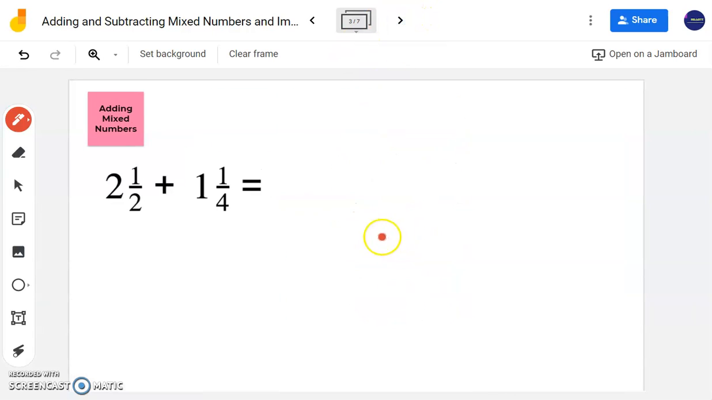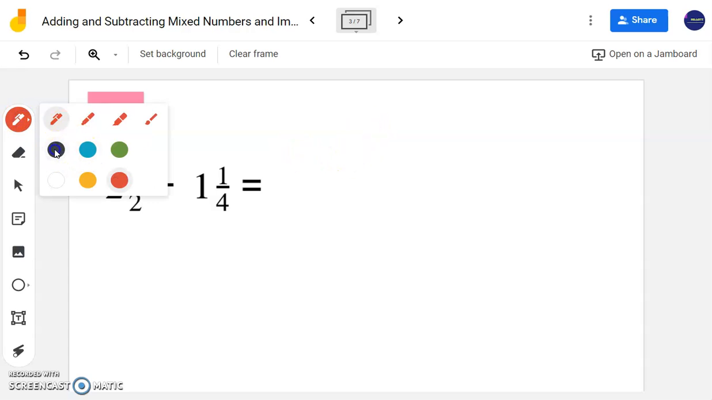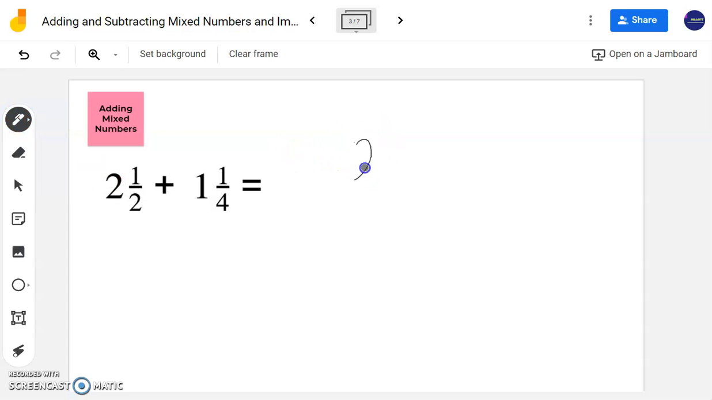So now what we're going to do is this exact same problem, but this time I'm going to simply just add the mixed numbers. I'm not going to draw out a visual model, but I'm going to show you another way to do this. So we have 2 1/2 and 1 1/4. From the previous problem, using that model, we recognize that I can change 1/2 to 2/4. 1/2 and 2/4 are equivalent fractions.